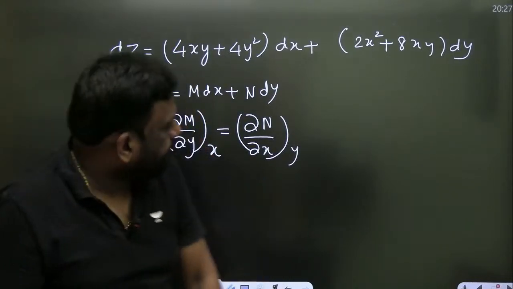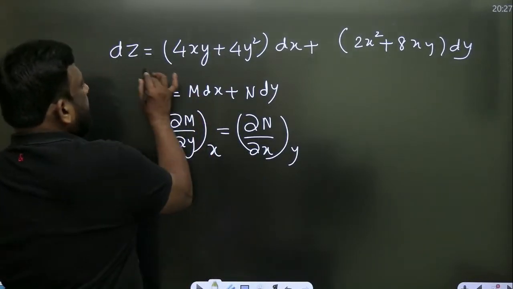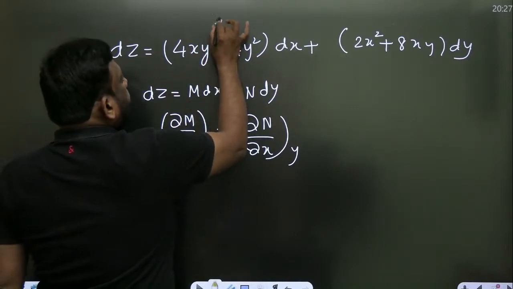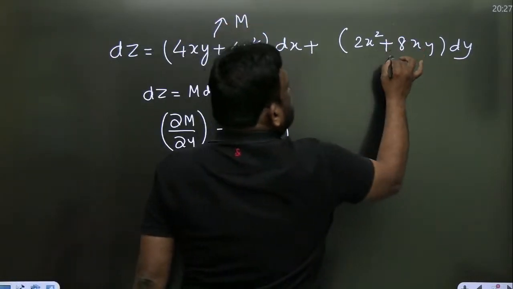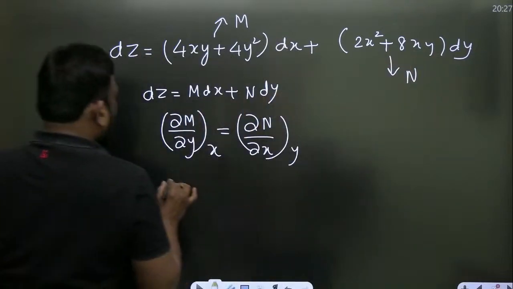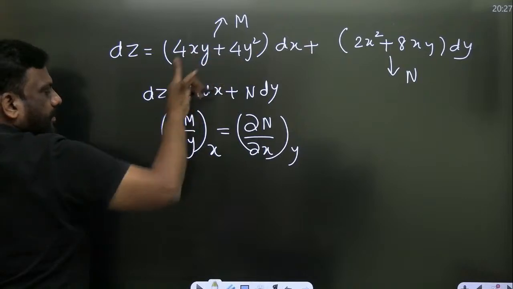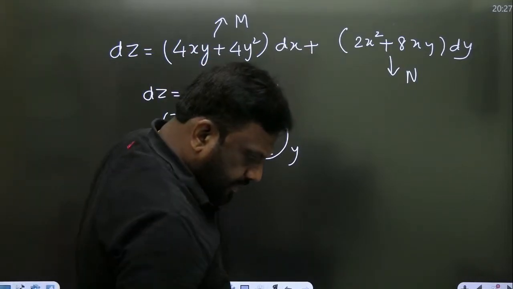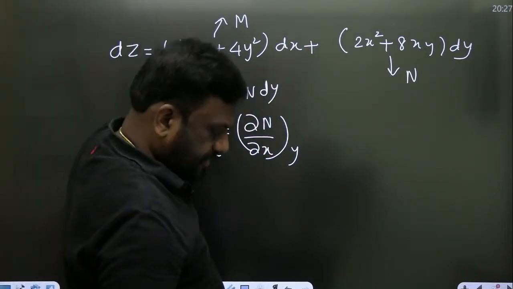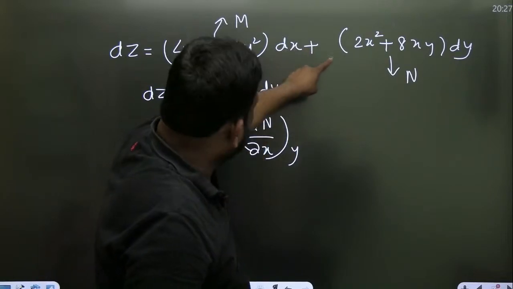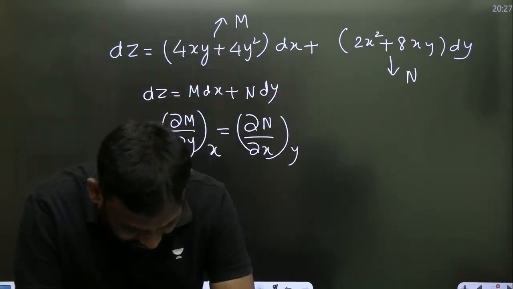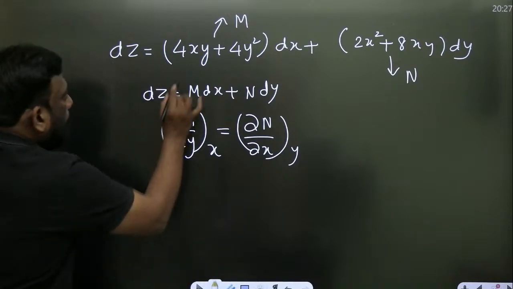Let me check, sir. Okay, compare करो. D's and D's. This is M. This is N. Now, what is dou M by dou Y? देखो, dou M by dou Y. 4x square plus 4y square, 2x square plus 8xy. Correct. Is it a property, sir? देखते हैं, sir.